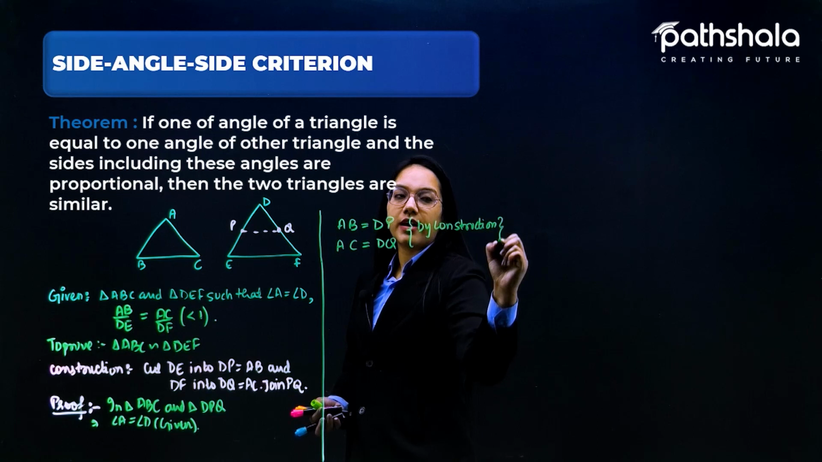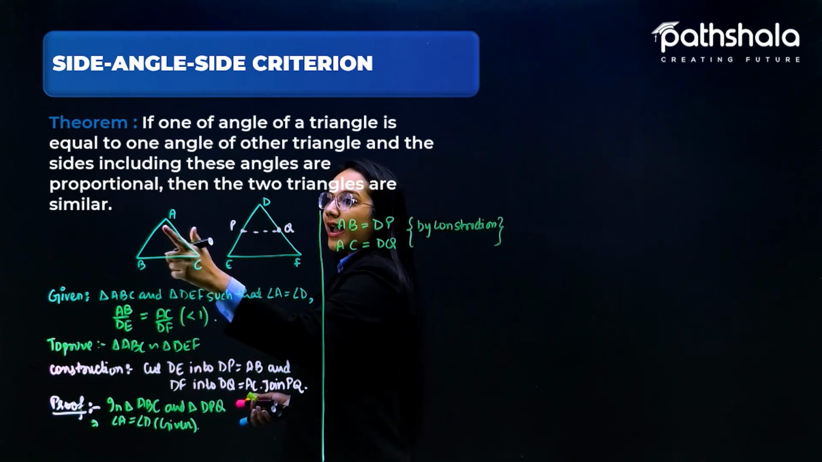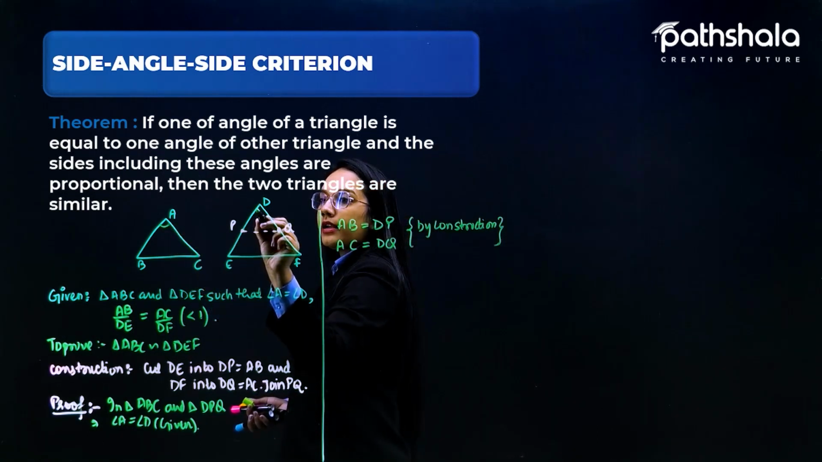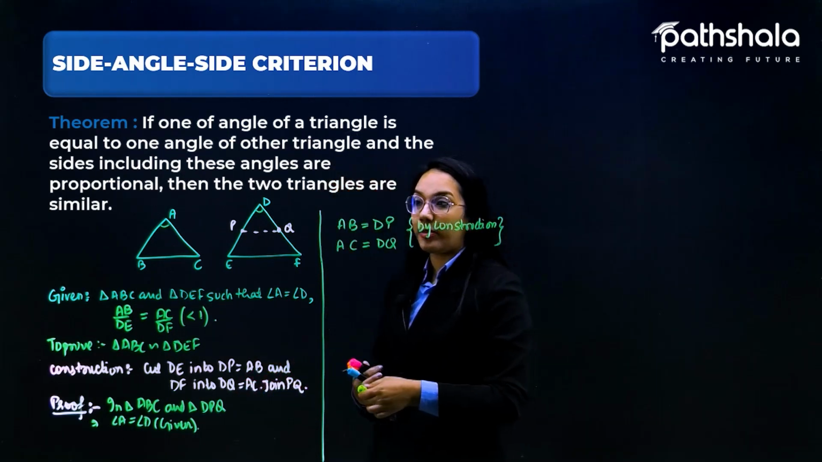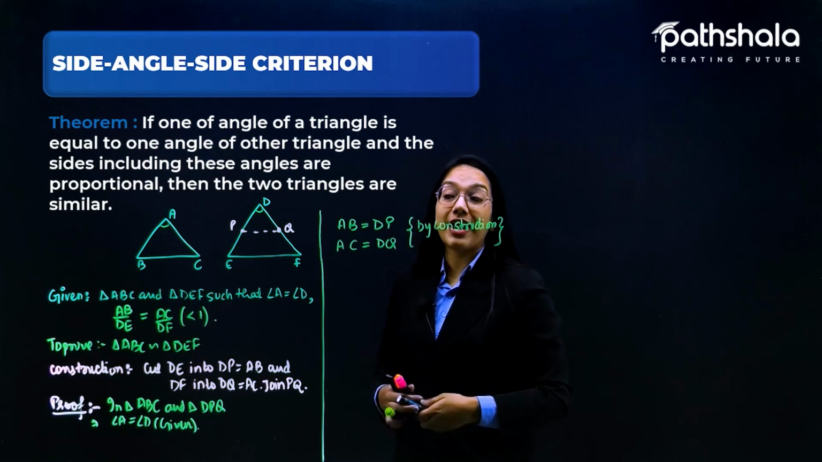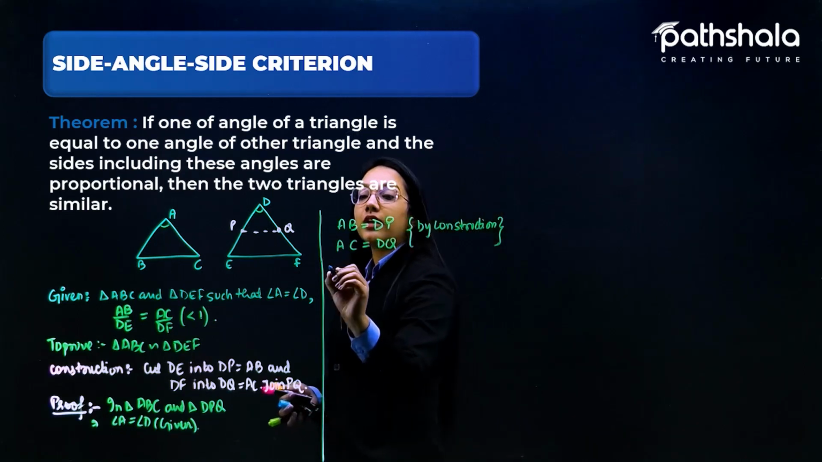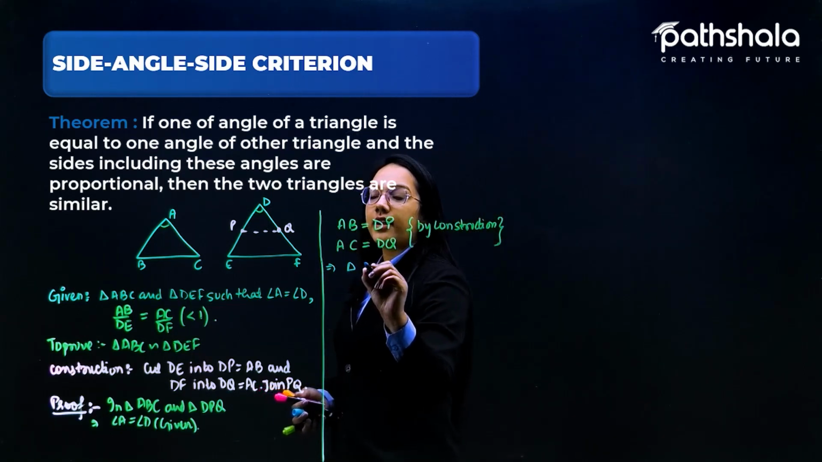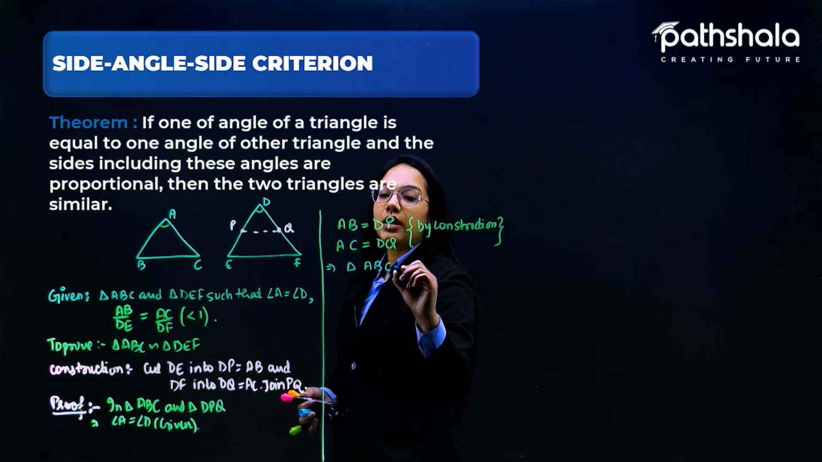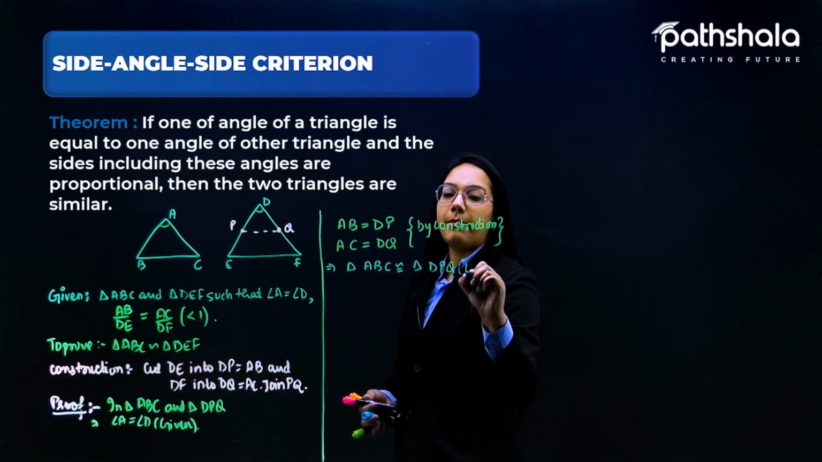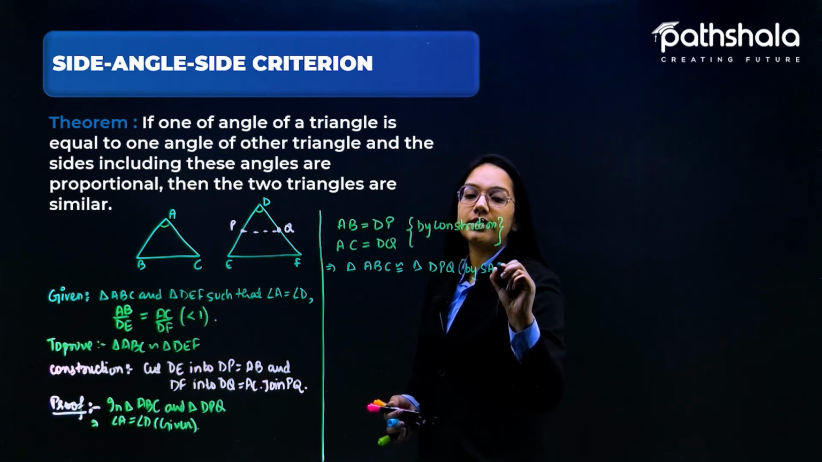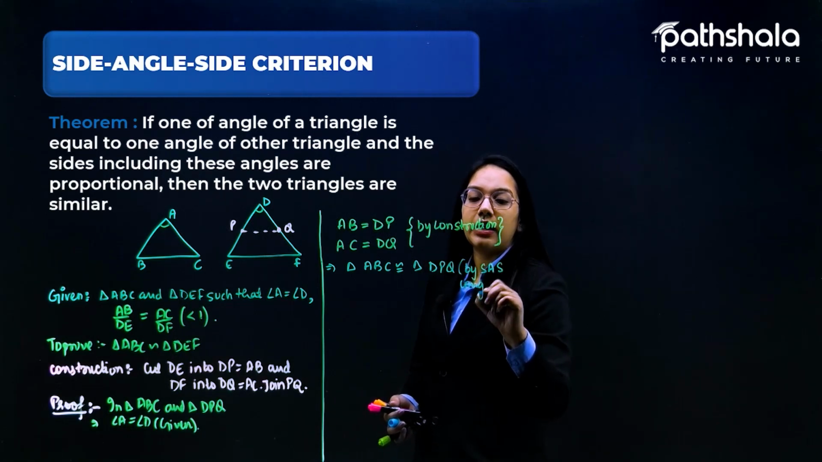So hence, as you can see, we have angle A and angle D equal to each other. Their corresponding sides, that is AB is equal to DP and AC is equal to DQ. So by SAS congruency criterion, we can say that triangle ABC is congruent to triangle DPQ by SAS congruency criterion.